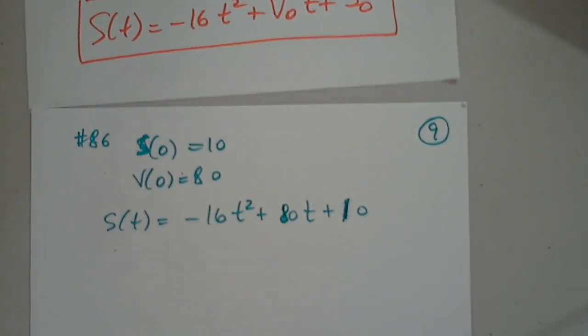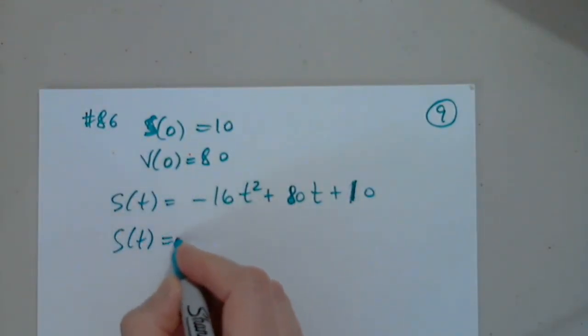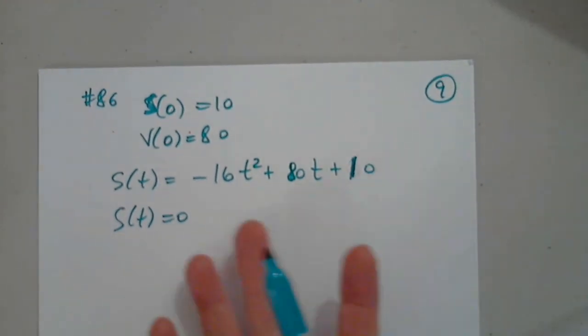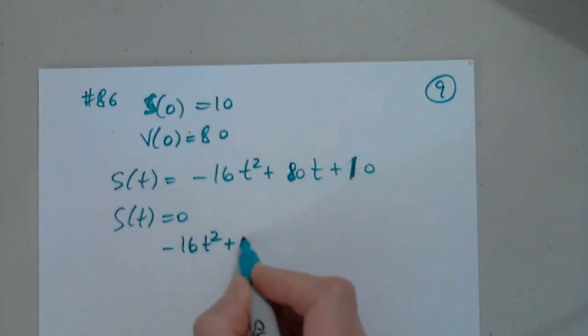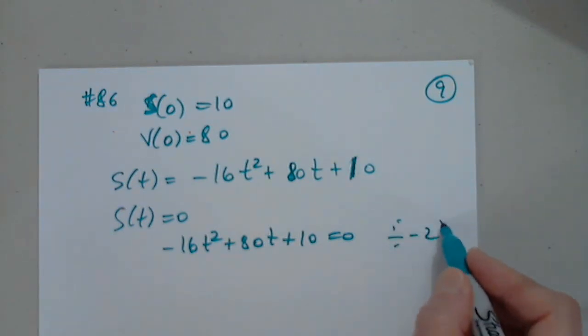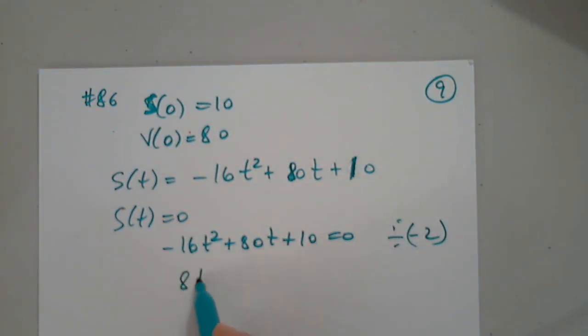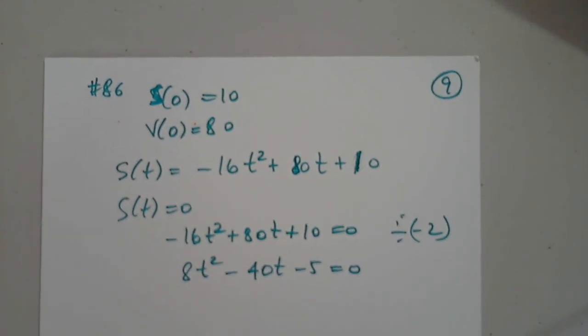So by hitting the ground, we just know that s of t has to be 0. So all I have to do is just set it equal to 0. So negative 16t squared plus 80t plus 10 equals 0. Divide by negative 2. That's the best. I have 8t squared minus 40t minus 5. And then I will put those in the graphing calculator and just solve and see the time.